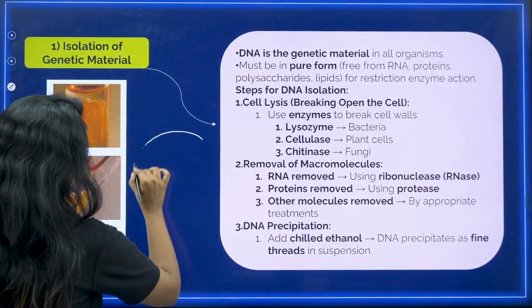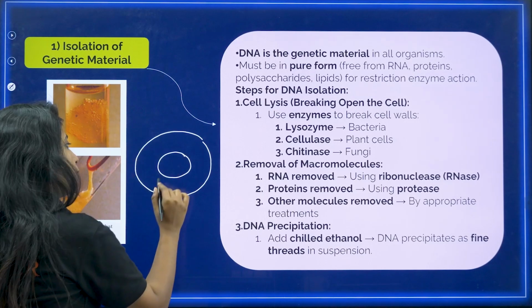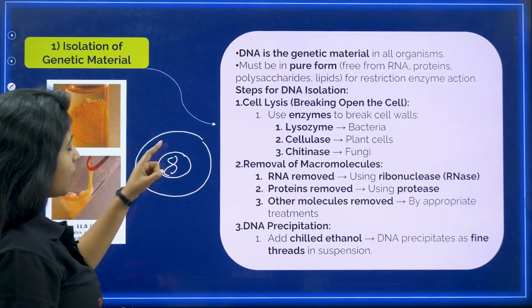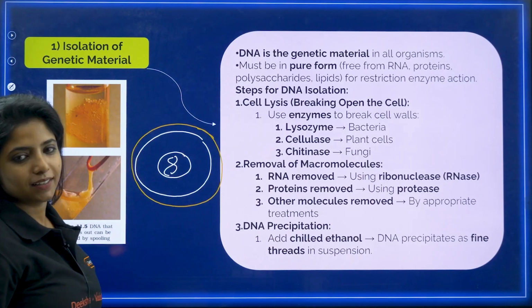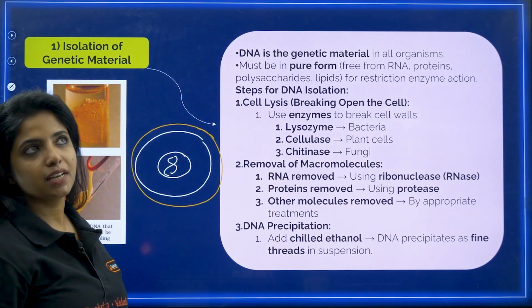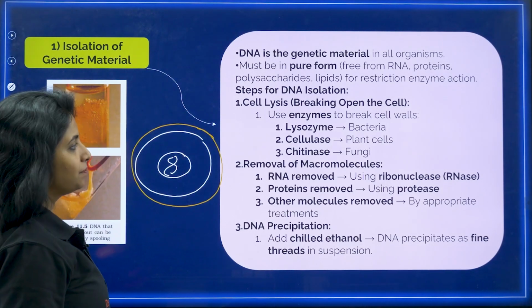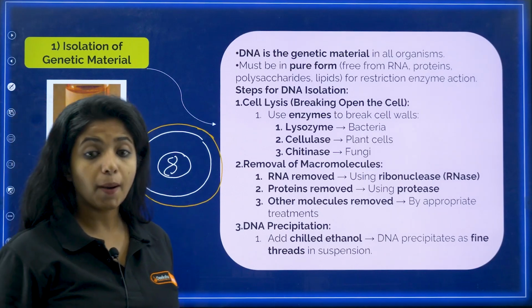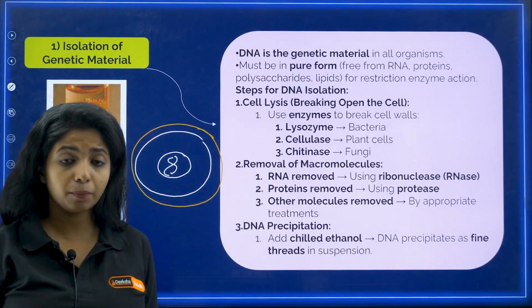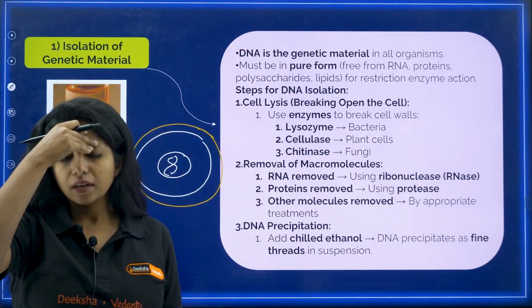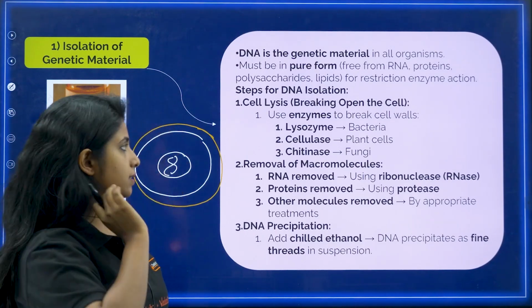So what do we do? First, there is a cell. Inside the cell there is a nucleus, inside the nucleus there is genetic material. In some organisms you have an extra layer known as the cell wall, such as in plants and fungi, and also bacteria. In bacteria it is made up of peptidoglycan. So the cell wall is there, and cell lysis has to be done first.